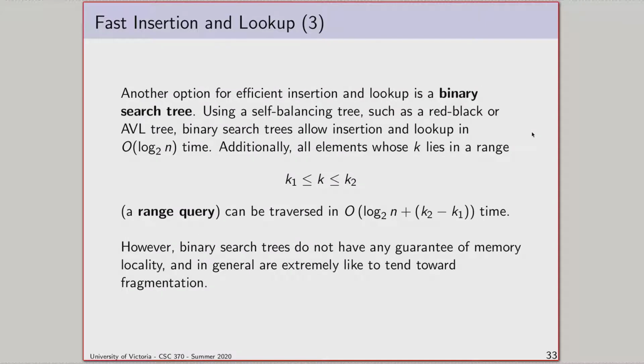So another option, if hash tables aren't your taste, is a binary search tree. And we know from 225 and 226 that there are these binary search trees that are so-called self-balancing trees, an example being a red-black tree or an AVL tree. I guess it depends on who you took 226 with, which one you saw. And these binary search trees allow you to insert or look up values in log n time. They're also nice because a binary search tree facilitates what are called range queries. I guess I'll need a binary search tree here.